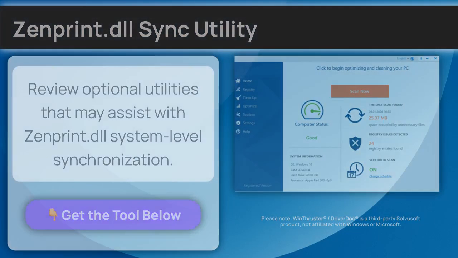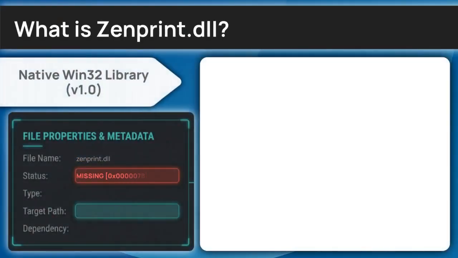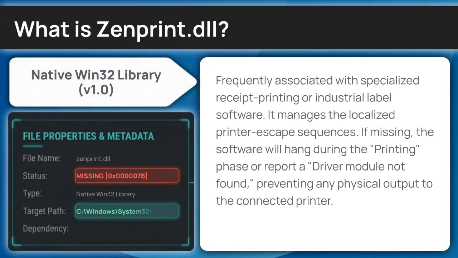This is the Zenprint Library, frequently associated with specialized receipt printing or industrial label software. It manages the localized printer escape sequences. If missing, the software will hang during the printing phase or report a driver module not found, preventing any physical output to the connected printer. With that background out of the way, here is how we actually restore the missing component.